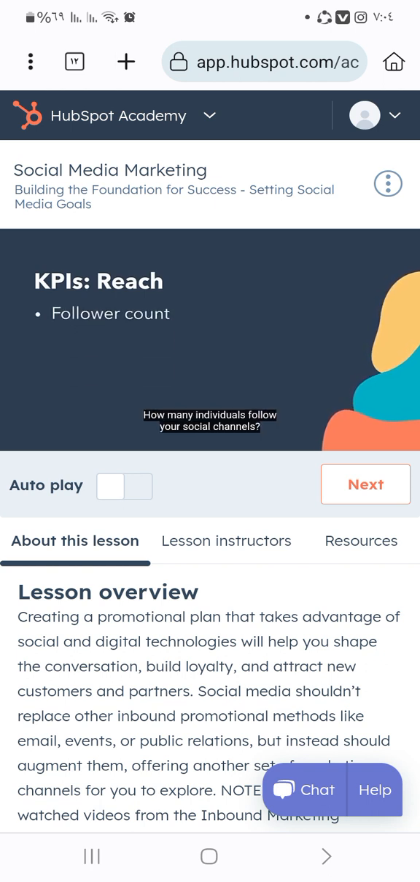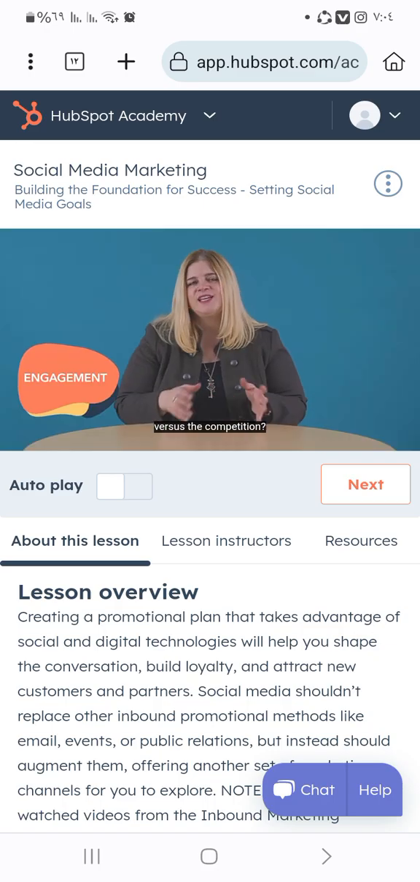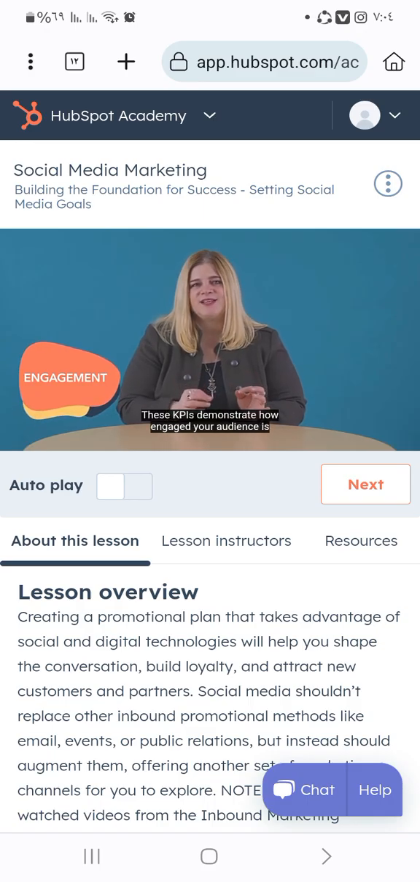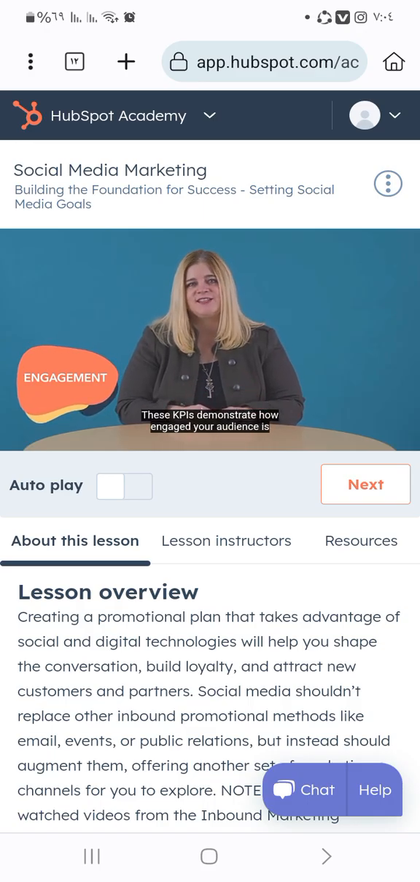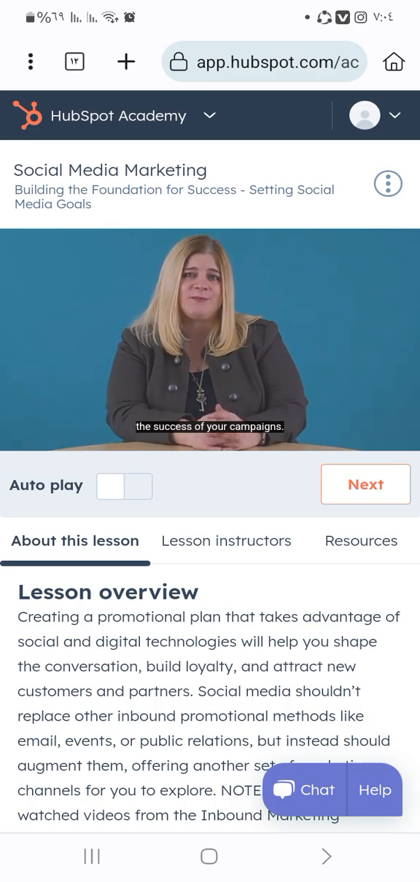Follower count. How many individuals follow your social channels? Impressions. How often your content is viewed. Mentions. How many times your brand is mentioned across social channels. Share of voice. How many people are talking about your brand versus the competition? Engagement is next. These KPIs demonstrate how engaged your audience is and how they might be interacting with your content, which is usually a better indicator than reach when it comes to measuring the success of your campaigns.